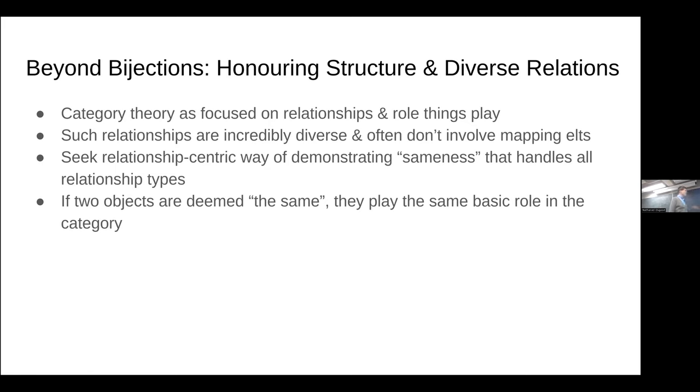Beyond this, there's a couple of points I want to make. Category theory is really focused on relationships and the roles things play, not on the elements. Here in category theory, these objects are just dots. So we want a way of specifying things like bijections without having to talk about elements. That's going to benefit us with many of these embellished sets. We have tons of them: preorders, monoids. So we'd like to formulate it in a way that just talks about relationships.